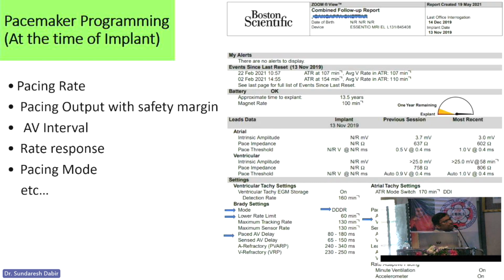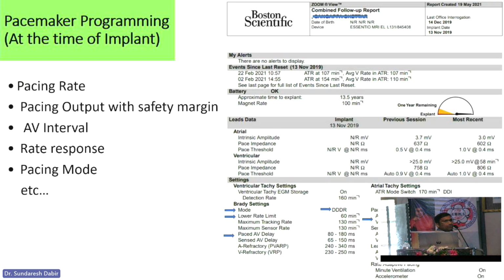So let's say, for example, the factory setting is 2.5. If the threshold is high, which we found with difficulty during the implant, we may have to keep it at 5 volt, or for the safety margin, we have to keep double the voltage. So make sure patient safety is ensured with this margin; safety margin programming is safe voltage only.